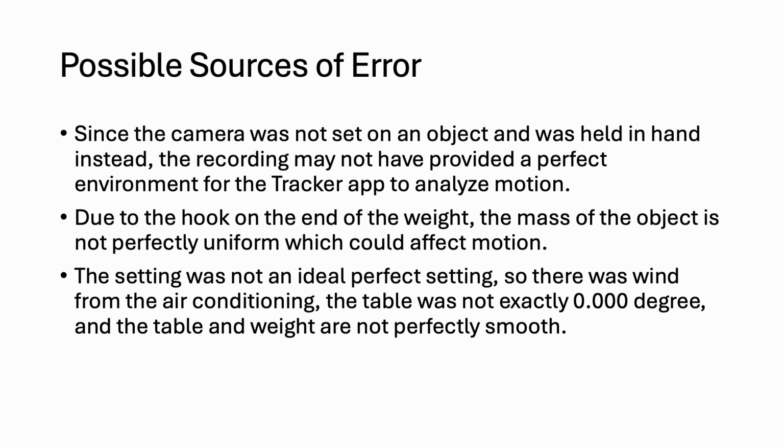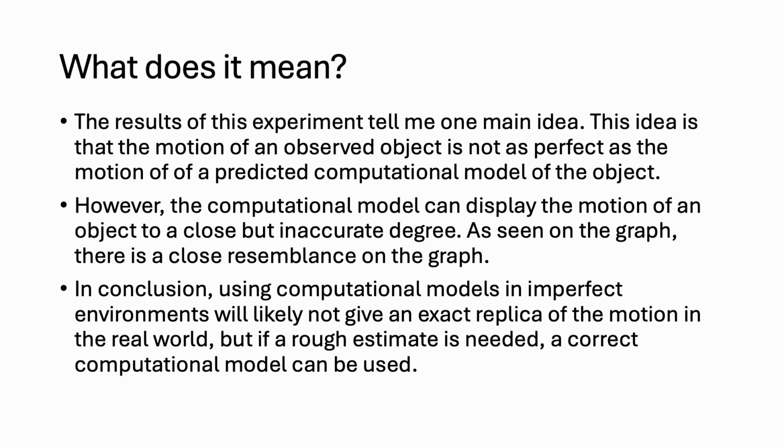The setting was also not an ideal perfect setting, so there was probably some wind from the air conditioning. The table was not exactly 0.00 degrees flat, and the table and the weight were not perfectly smooth, which could cause some bumps. So what does it all mean?